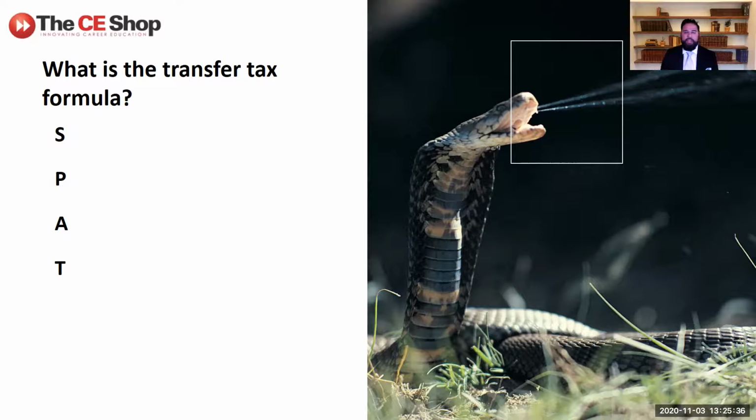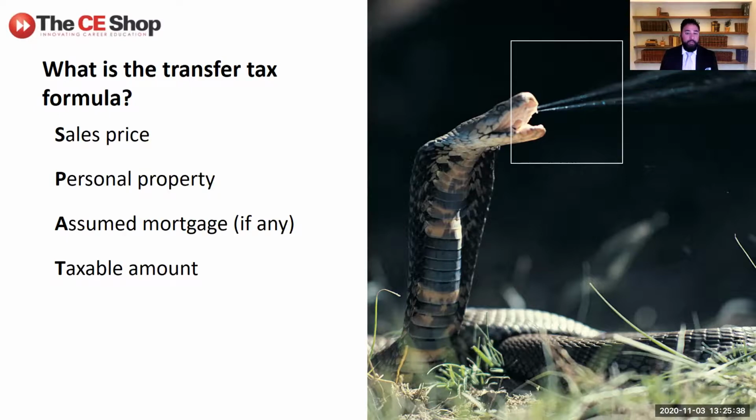What does SPAT stand for? Sales price. So make sure you take your sales price minus any personal property, minus any assumable mortgage, if there is any, and then that's your taxable amount. Okay. And make sure you understand that depending on what state you're in, you want to determine when you have to round up. That's what you're going to determine when you apply your tax in your state and your county, and you want to put all that together.